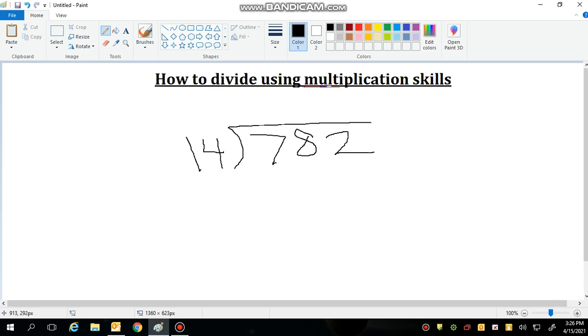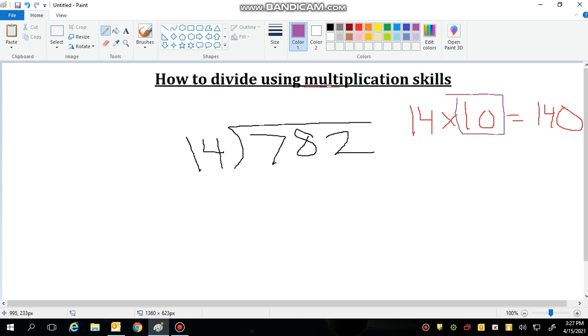782 divided by 14. We're going to do the same thing again, same steps. I'll take my 14 and multiply it with my favorite number in the world, 14 times 10. And 14 times 10 is 140. And gosh, 140 is way too small compared to 782. So this 10 is definitely not big enough. We've got to try a bigger number.